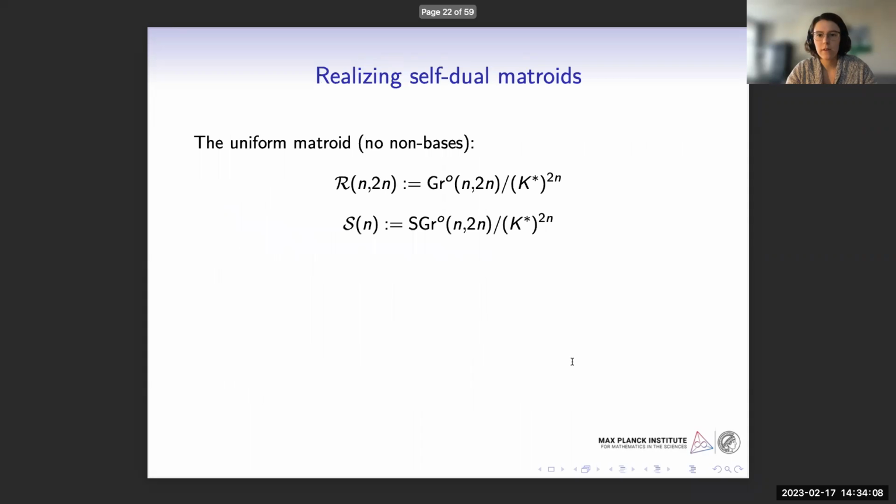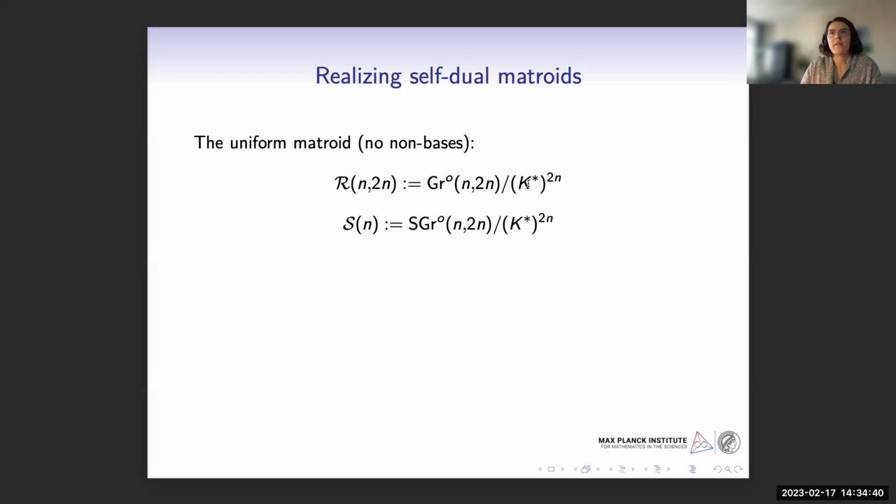And the realization spaces of the matroids can also, again, be captured in the sense of the Grassmannian. So for the uniform matroid, which is the matroid that has no non-bases, so all the subsets of size n of 2n elements are bases of my matroid, the realization space is just given as the open part of the Grassmannian, n, 2n, modulo the torus action.